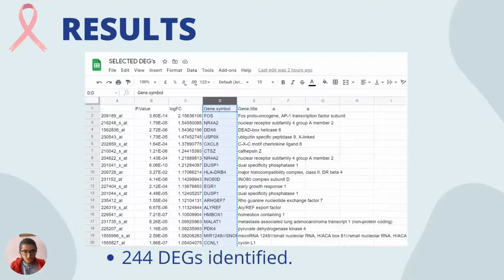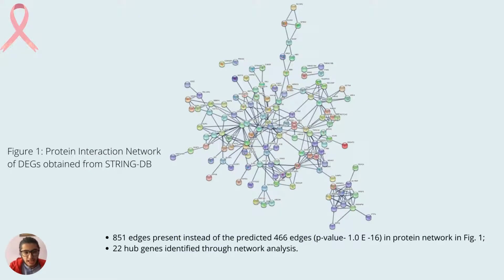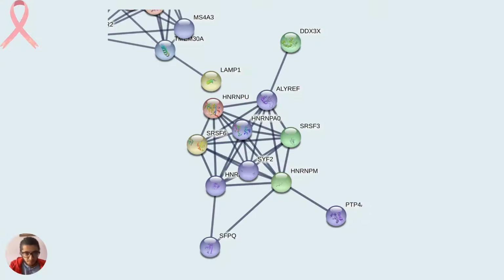So these were the results. 244 differentially expressed genes were obtained. The GEO2R tool gives the value in the form of log FC, that is, the log 2 of FC. FC means fold change. And we created a protein interaction network using the STRING database, and this is the figure. In this, we got 851 edges instead of the predicted 466 edges in a random sample. And analyzing this network, we got 22 hub genes.